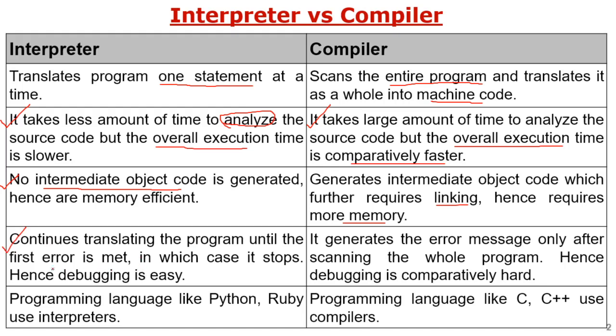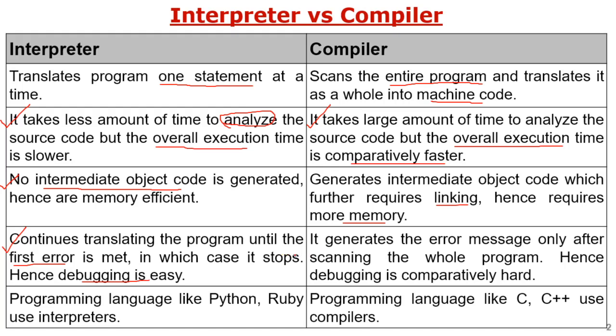Suppose you have written 5 lines of code, and it will continuously interpret line by line, and when there is an error, that line is going to be stopped, means the execution is going to be stopped, and it intimates the user to correct that particular line. In which case it stops, and hence debugging is easy. So with line by line execution or line by line interpretation, the debugging process is much easier than the compilation. Why? Because the compiler generates the error message only after scanning the whole program.